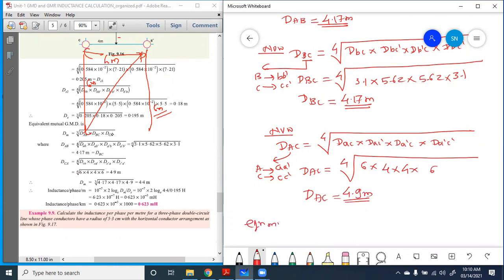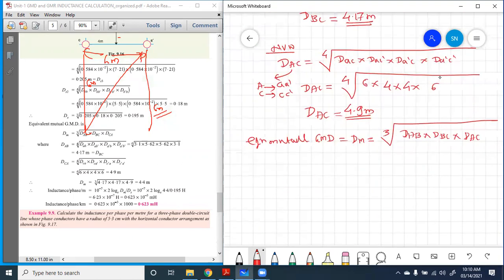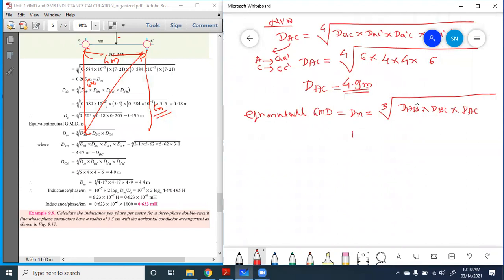Now the equivalent mutual GMD, that is DM, is equal to cubic root of DAB, DBC, DAC. Now put the values. So DM is equal to cubic root of 4.17, 4.7, and DAC is 4.9. So DM is equal to, what is the answer?